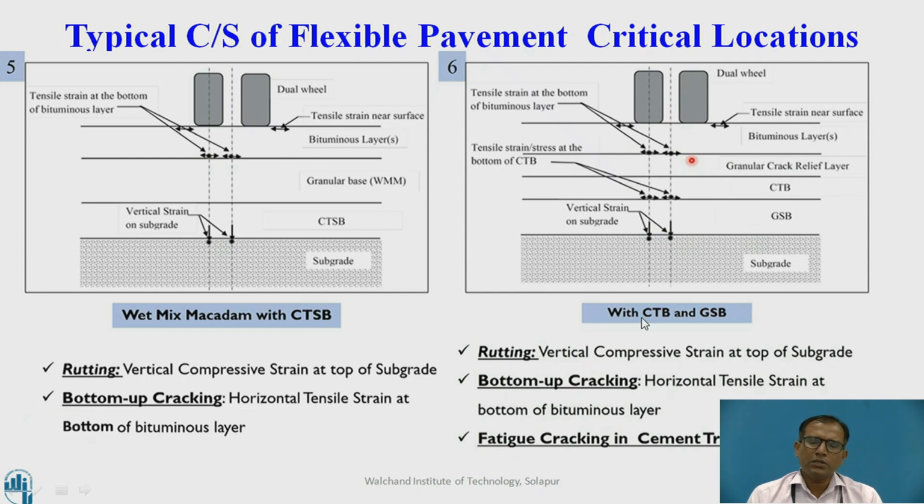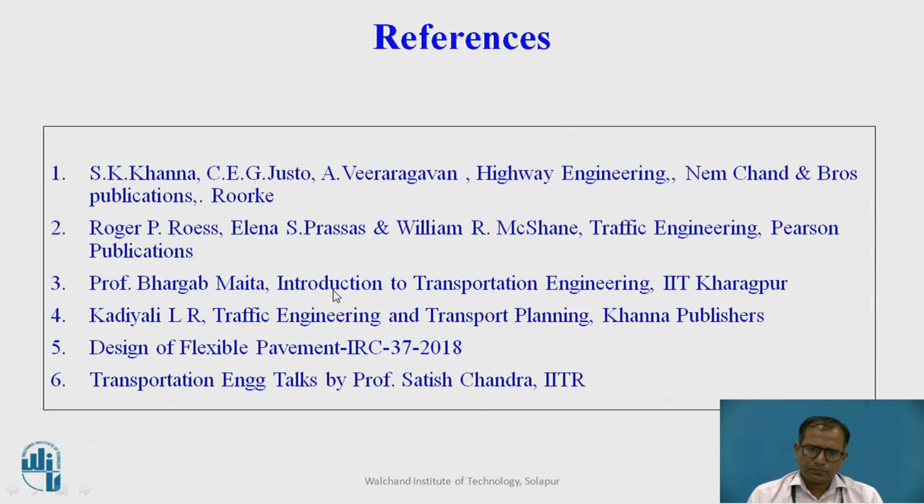For the various combinations, if you are going for CTB or CTSB, we need to calculate additional strains. Otherwise, if you are going for conventional pavement like WMM, GSB, we only calculate the allowable rutting strain at the top of the subgrade and the fatigue strain at the bottom of the bituminous layer.